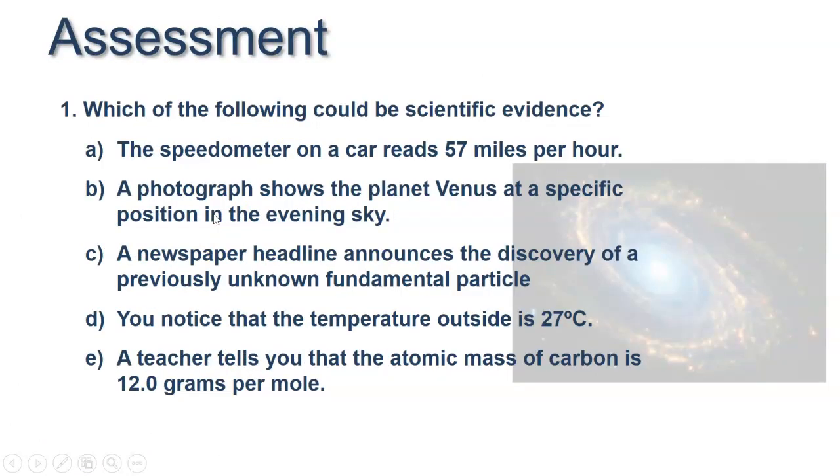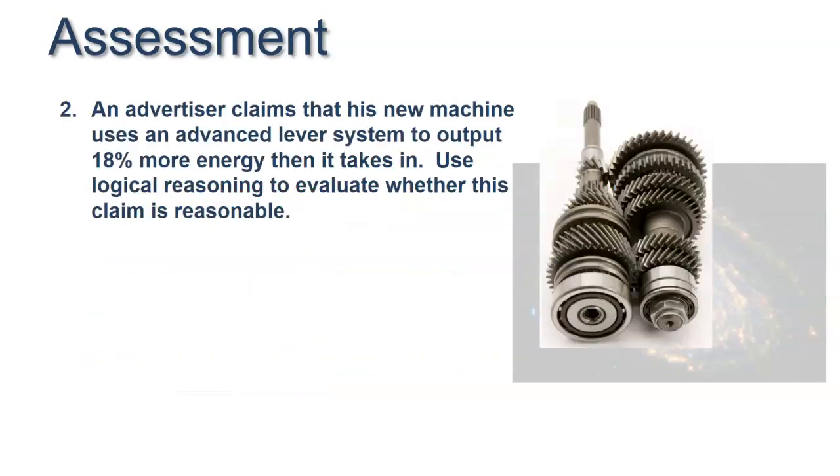So right now, go ahead. Which of the following could be scientific evidence? Back to your answers, you should have picked A, B, and D. An advertiser claimed that his new machine uses an advanced lever system to output 18% more energy than it takes in. Use logical reasoning to evaluate whether this claim is reasonable.